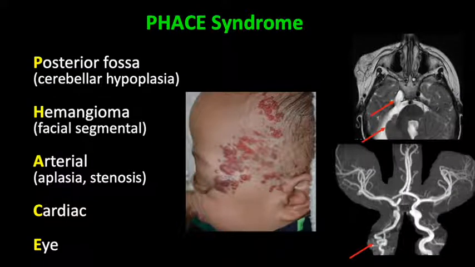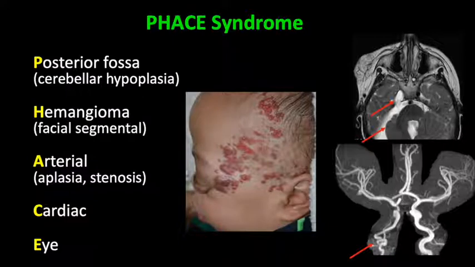The posterior fossa anomaly that's most commonly associated with FACE syndrome is cerebellar hypoplasia, as you can see on the image on the right. Arterial anomalies are very common, and in some cases there may be complete aplasia, and you can see on the upper image that the cavernous internal carotid artery is absent. And also there is a very large Meckel's cave on that side. Both of these have been reported in association with FACE syndrome.